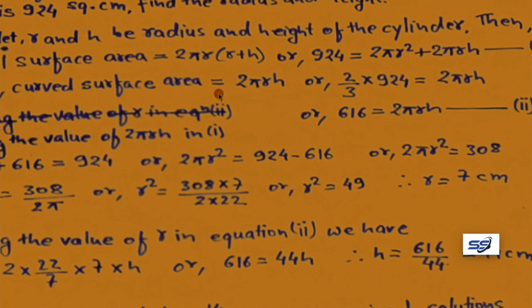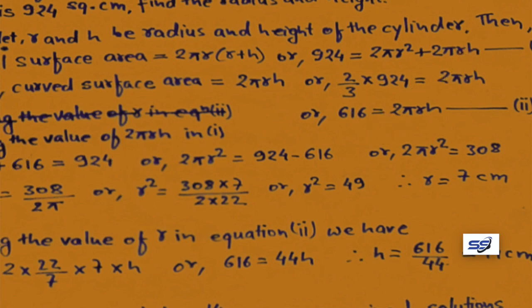Again, our next formula, curved surface area is equal to 2 pi r h, so 2 upon 3 into 924 is equal to 2 pi R H, or 616. On solving this, we get 616 is equal to 2 pi R H. Let it be equation 2. Taking the value of 2 pi R H and putting it in equation 1, the value of this 2 pi R H is 616. The same thing we will place in equation 1.